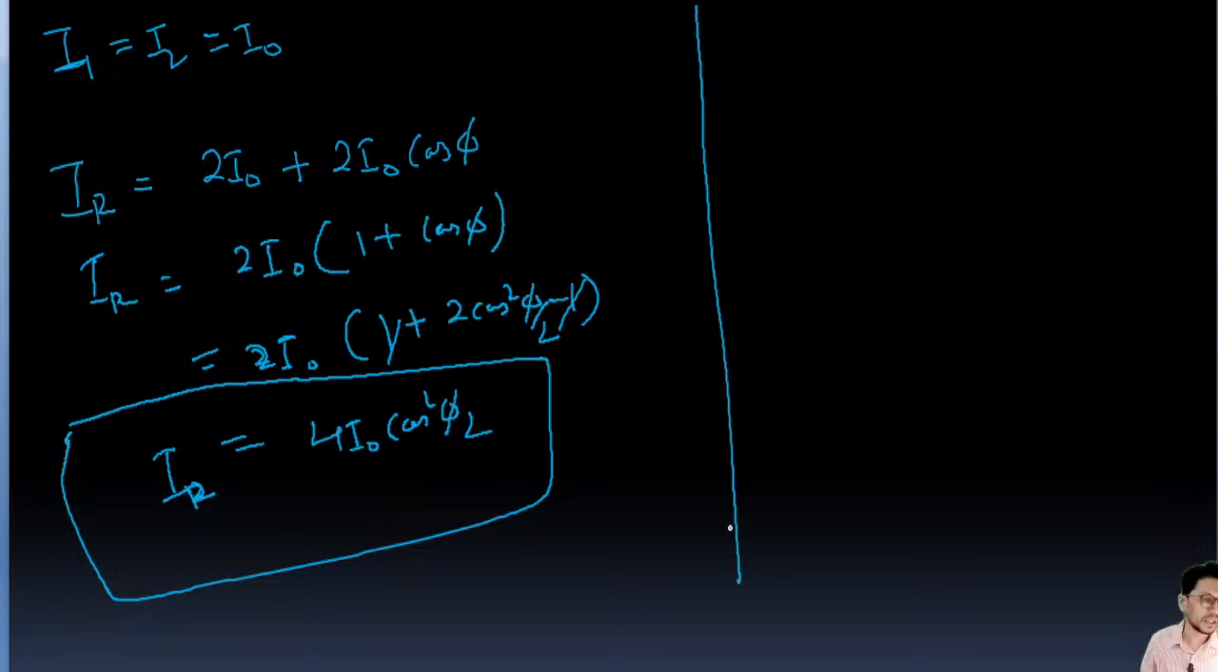Now there are some cases. So for I max, when I1 equal to I2, then IR equal to 4 I0 cos square phi by 2. This is the total intensity. Also, the maximum value of I is going to be 4 I0, and the minimum value I minimum is going to be 0.